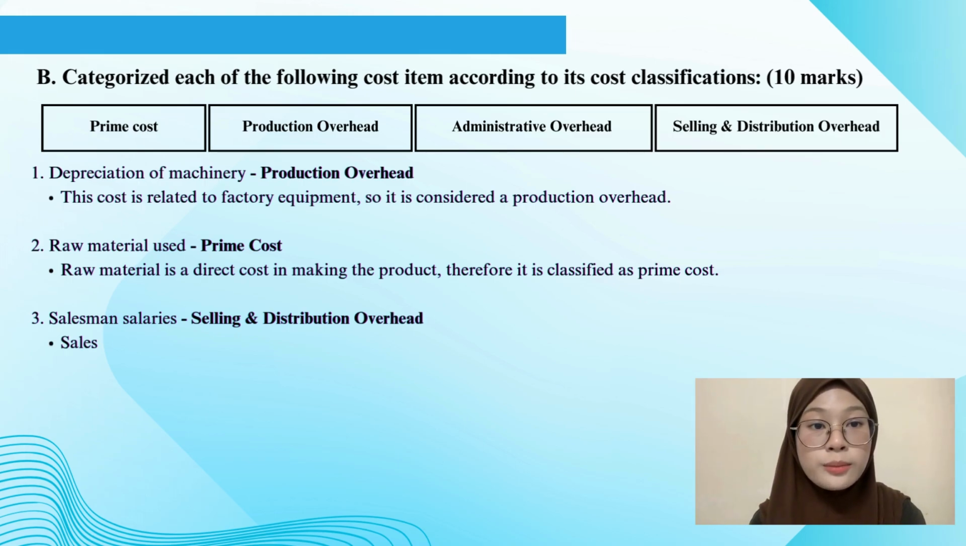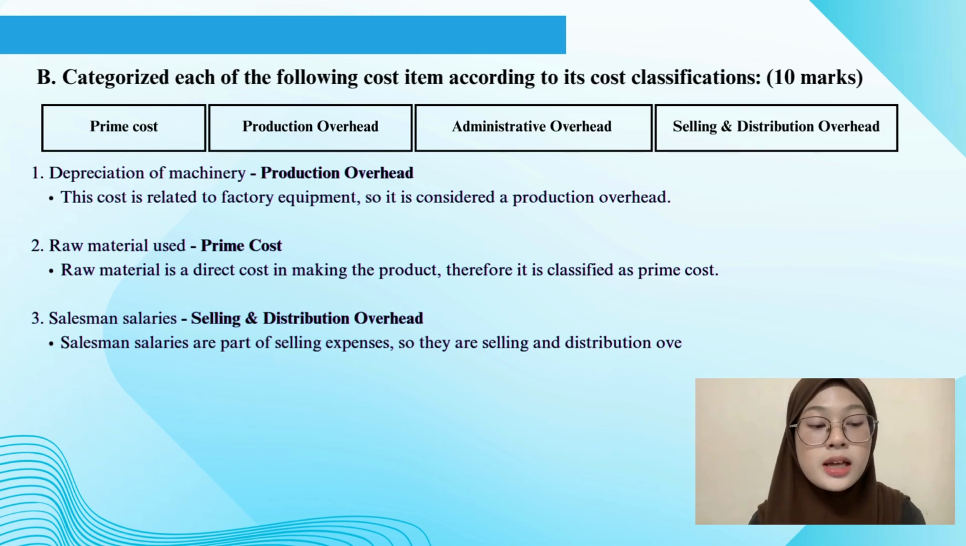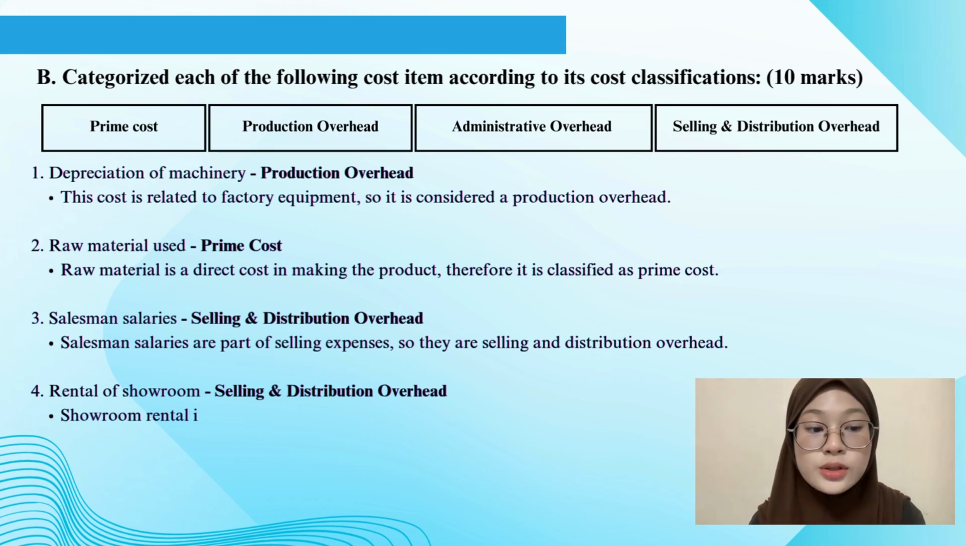Number 2. Raw material use is a prime cost. Raw material is a direct cost in making the product, therefore it is classified as a prime cost. Number 3. Salesman salaries is a selling and distribution overhead. Salesman salaries are part of selling expenses, so they are selling and distribution overhead.